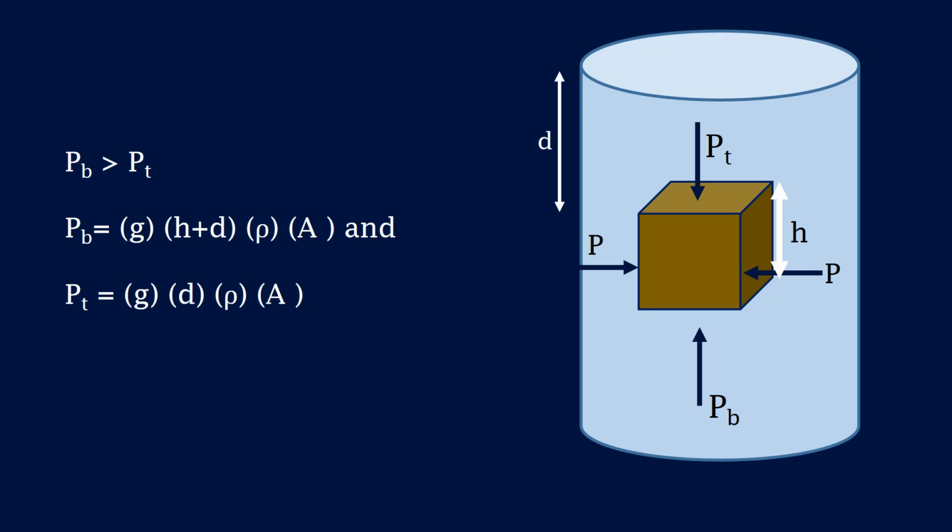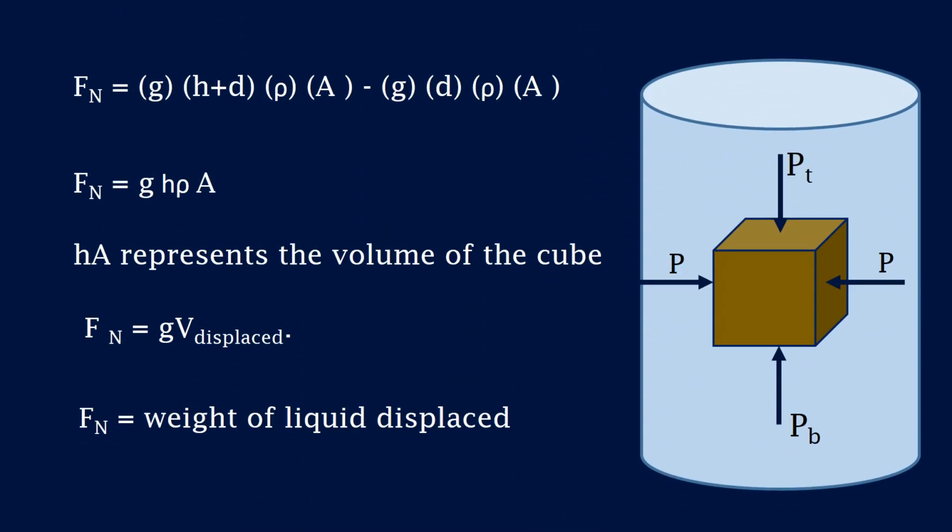To get a handle on the net force on the lowered or sunk item, we should imagine a shape submerged. As earlier, the pressure difference on the solid shape's base and top, that is Pb greater than Pt, results in a net force, Fn, equal to g into (h plus d) into rho into A minus g d rho A. On simplifying, we get Fn is equal to g rho into h into A.